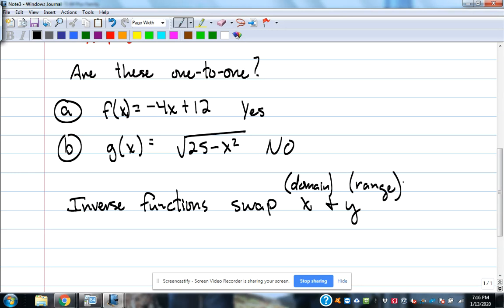Technically, the wording should be that they swap the domain and range. We know that that's just x and y. So if we're talking about a set of ordered pairs and they ask for the inverse, just turn the ordered pairs around. X and y swap. That's all you got to do. Okay. So inverse functions swap x and y, swap the domain and range. That's what they do.